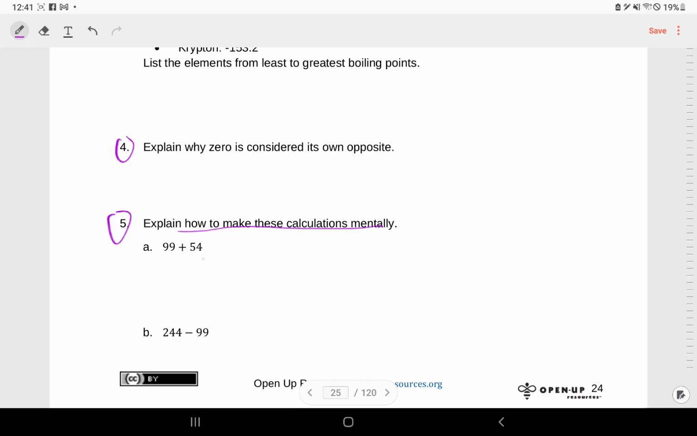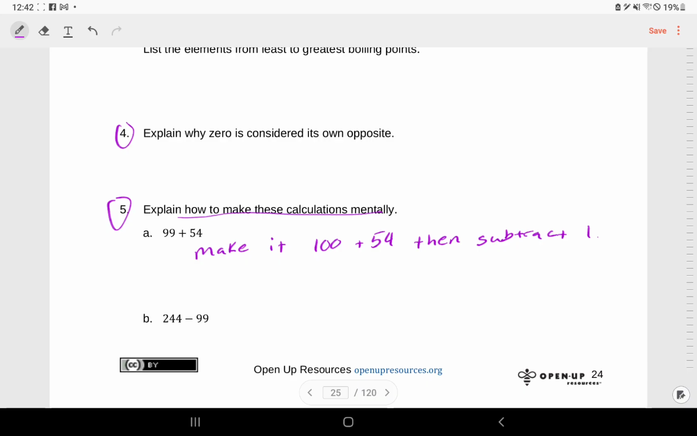So, for example, for A here, make it 100 plus 54, then subtract 1. Okay? That's real simple.